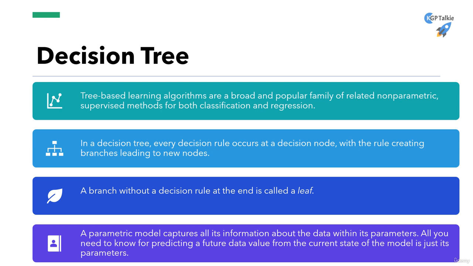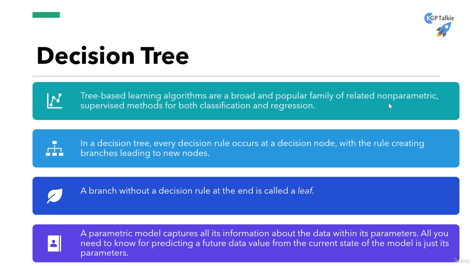Tree-based learning algorithms are a broad and popular family of related non-parametric supervised methods for both classification and regression. In a decision tree, every decision rule occurs at a decision node, with the rule creating branches leading to new nodes. For example, you can consider this point as a root node. Thereafter, a decision is made here and then it is broken into two other nodes.